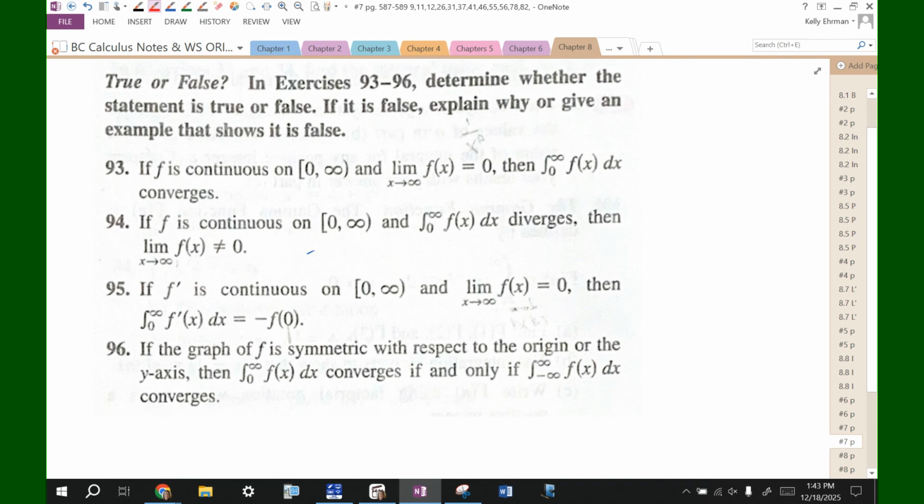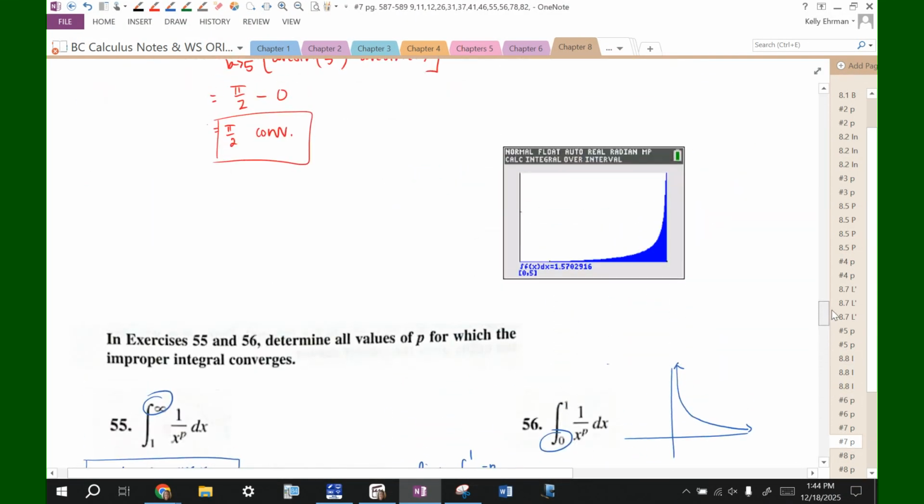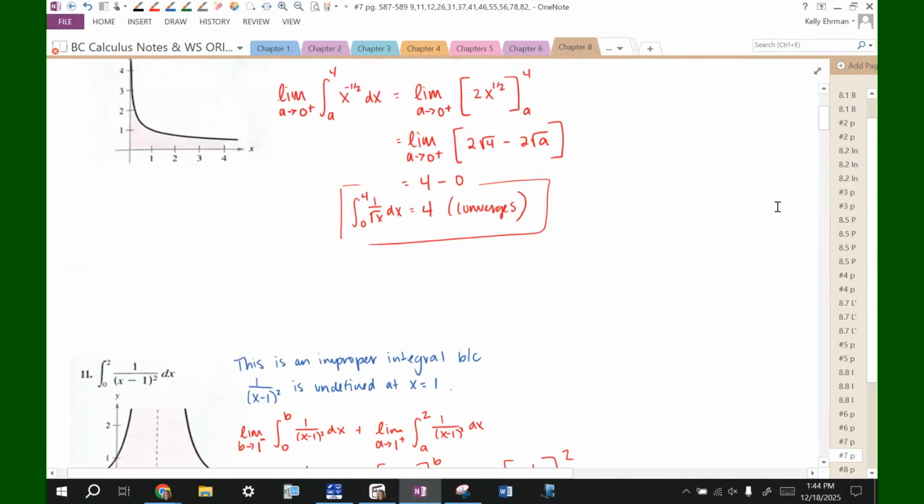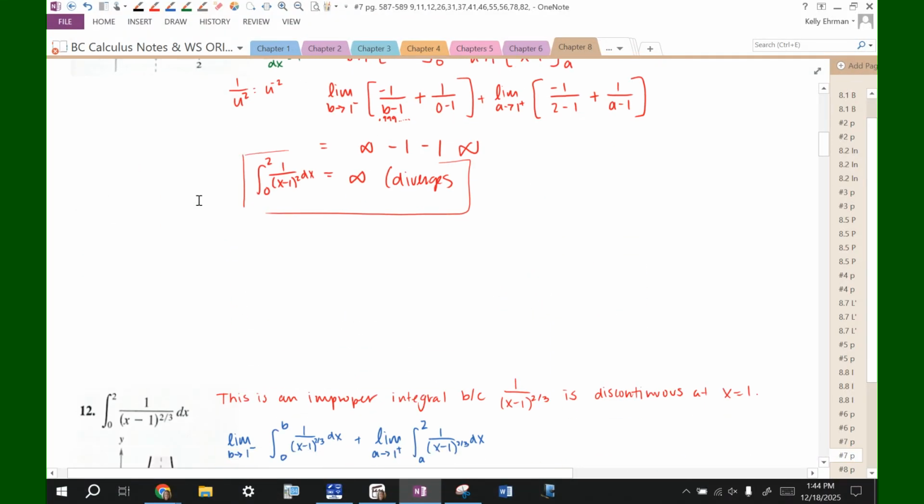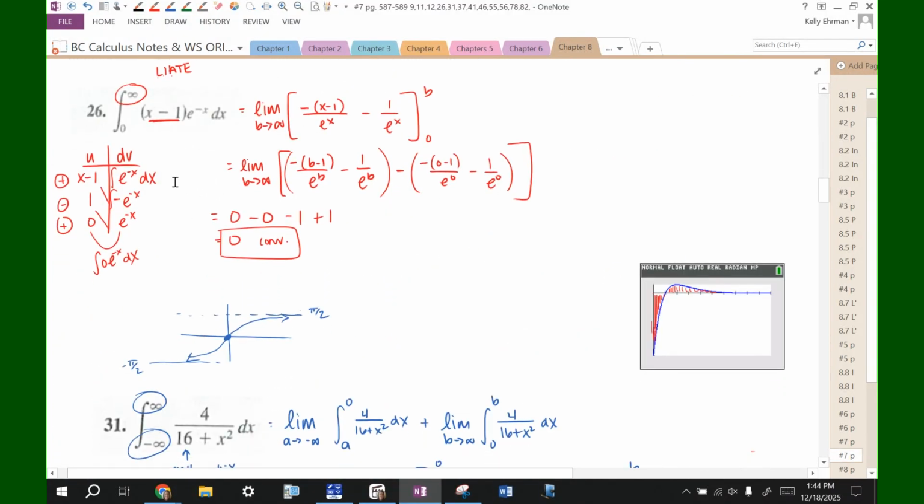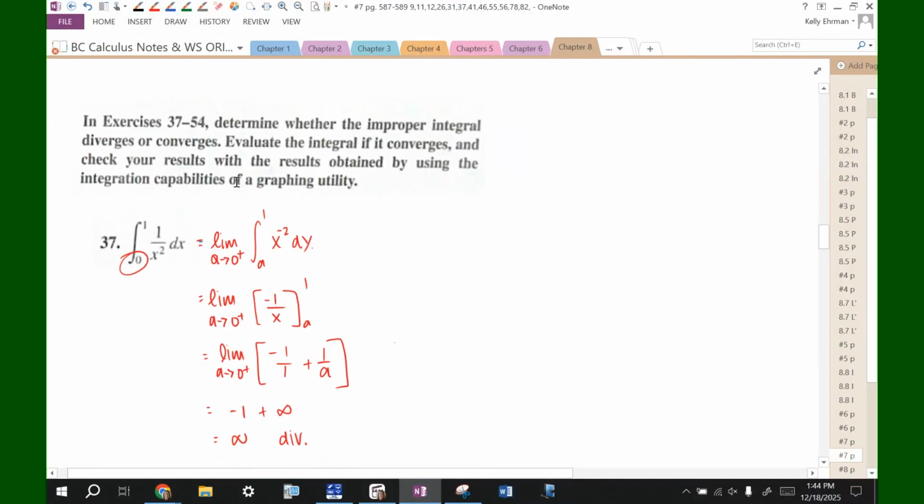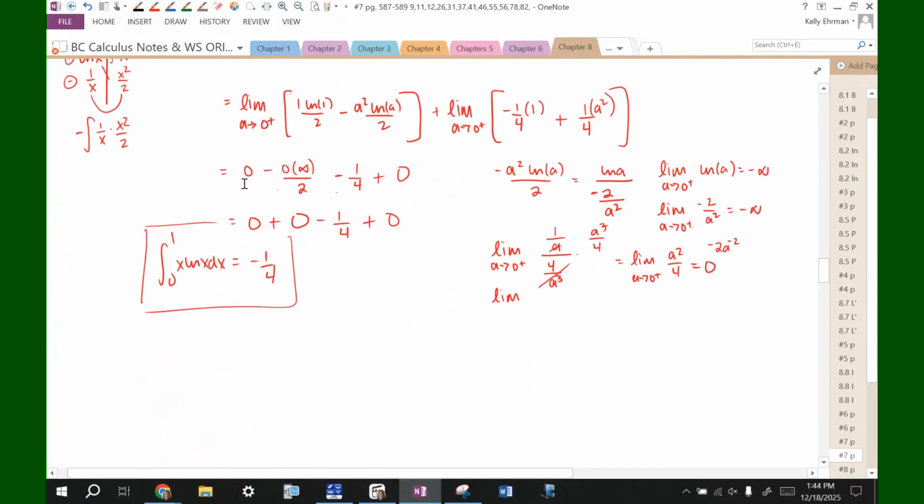If f is continuous on 0 to infinity, and the limit as x approaches infinity of f of x equals 0, then the integral from 0 to infinity of f of x dx converges. False. We had an example of that earlier. Let me go find it. The counter example was back at the beginning somewhere. This one converged. Let's see. 0 to infinity. Converged. Oh, come on. We had it somewhere.